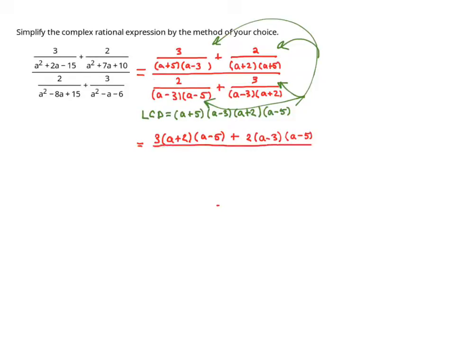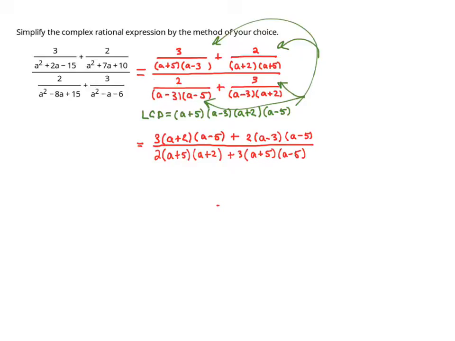And then in the denominator, same thing. I have this 2 left over from here, and then a minus 3 and a minus 5 will cancel with this a minus 3 and a minus 5, leaving a plus 2 and a plus 5. Then plus 3 times, and then a minus 3 and a plus 2 cancel, which leaves behind an a plus 5 and an a minus 5. Okay? Now, this step is where I think you were getting bogged down.